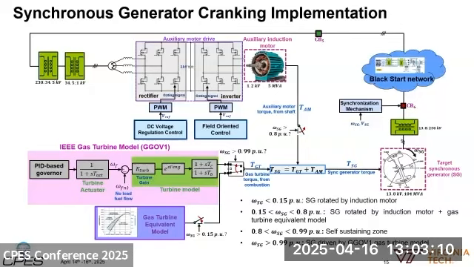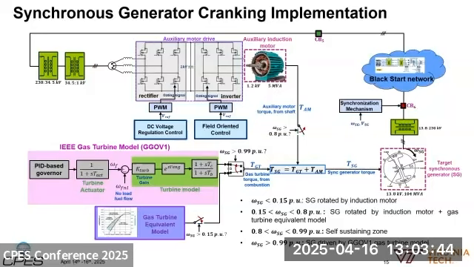So within the low rotating speed region, below 0.15 per unit, only the auxiliary motor rotates the SG. And when the SG speed reaches 0.15, the gas turbine will start the combustion process. The GT torque will kick in, and it comes from a gas turbine equivalent model based on the gas turbine power-speed characteristic curve. And after the idle speed is achieved, the gas turbine enters the self-sustaining zone, and the motor can be detached now.